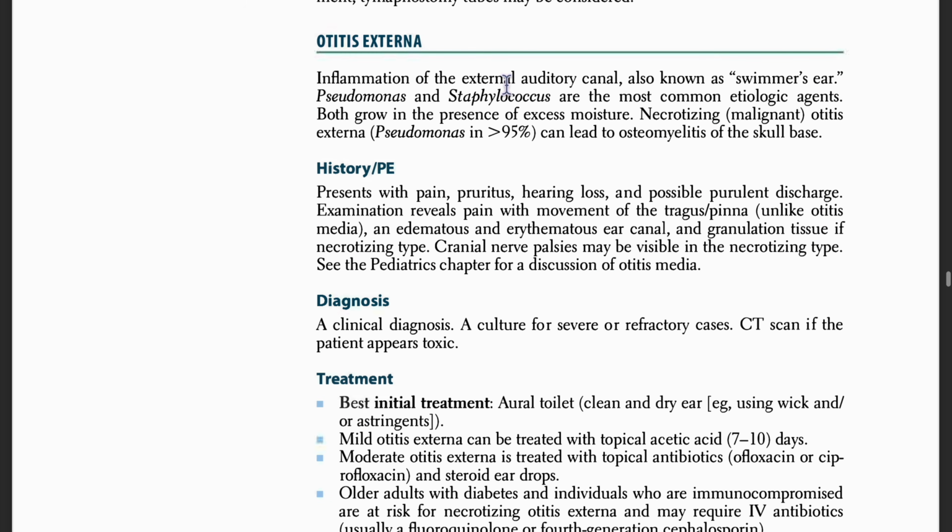Otitis externa, inflammation of the external auditory canal, also known as swimmer's ear. Pseudomonas and Staphylococcus are the most common etiologic agents. Both grow in the presence of excess moisture. Necrotizing malignant otitis externa, Pseudomonas in more than 95%, can lead to osteomyelitis of the skull base.